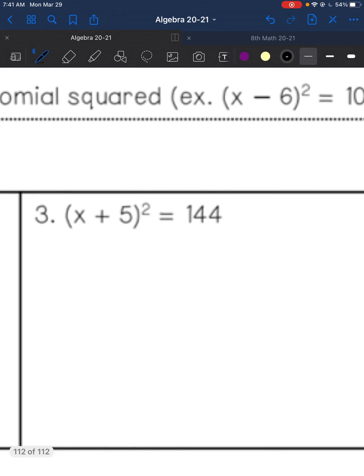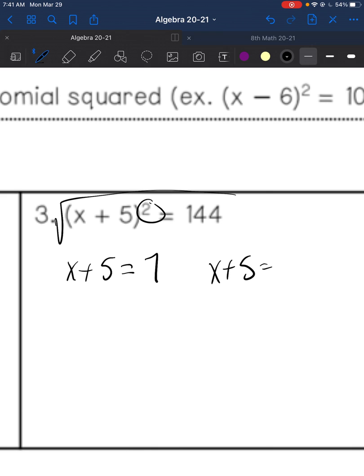Over here, this one's a little simpler because it's already equal to a number, square root of both sides. The square root and the square cancel. So that leaves me with x plus 5 equals 7, and x plus 5 equals -7. Remember that it's both of them. I'm going to subtract 5 to solve for x. Those cancel out. -5 here, -5 here.